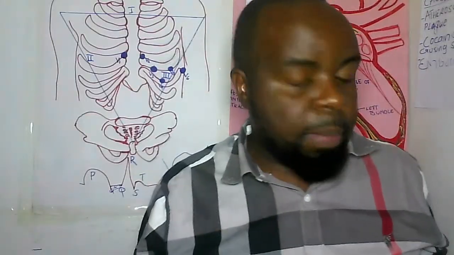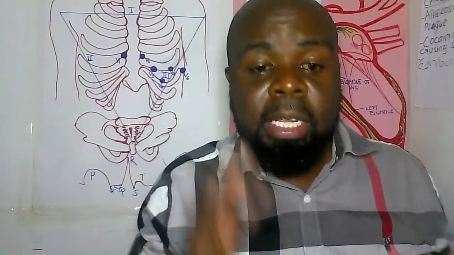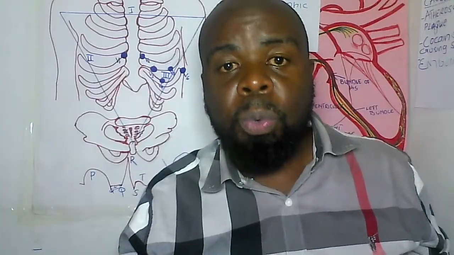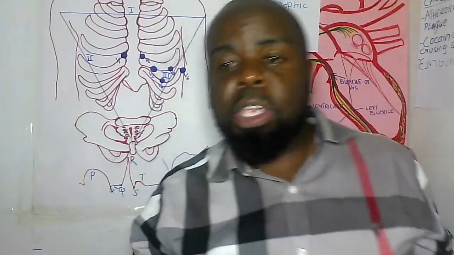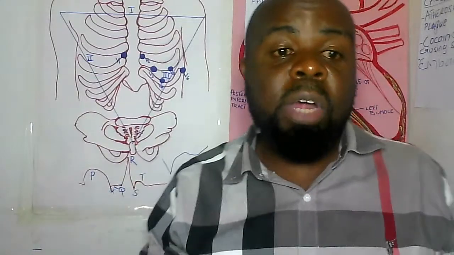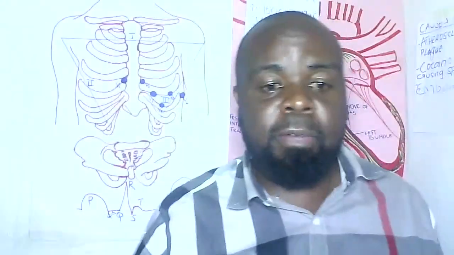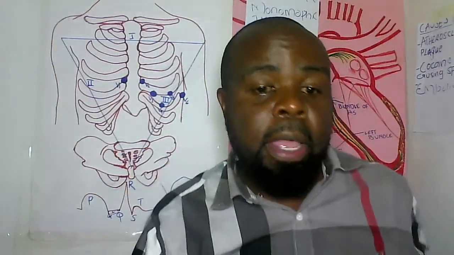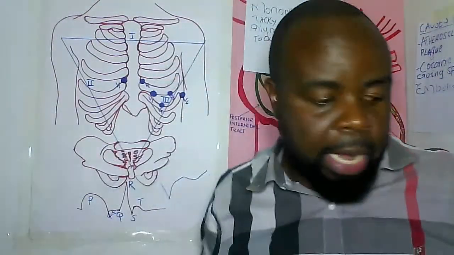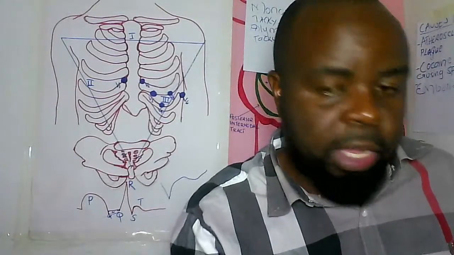So we have talked about polymorphic, monomorphic, and with ST elevation. Those ones need a proper attention, because a patient can die. Because if the ventricles are not getting oxygen, a patient can die. Now, we check out some issues here.